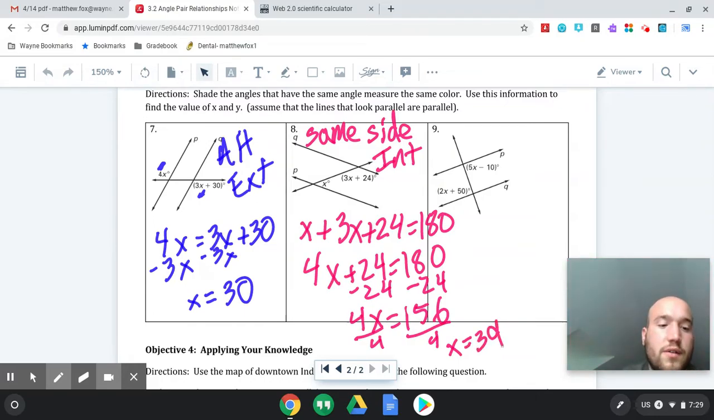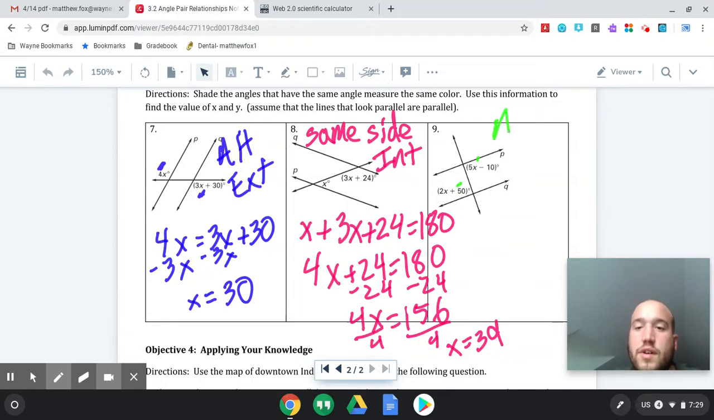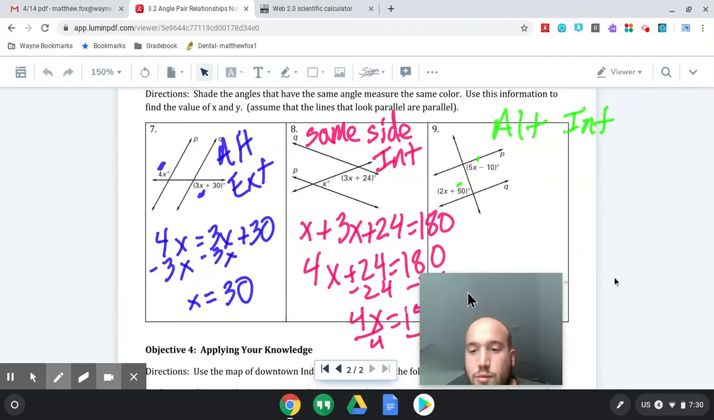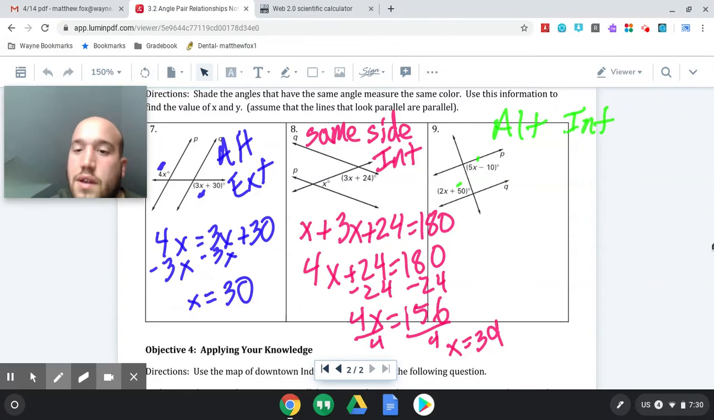Our final problem we're going to do here, I'll change color again. And these two angles are what we call alternate interior, which means that they are equal to each other. So first off, let me quick move this. Whoa. All right. Now that we got that taken care of, we said they're equal. 2x plus 50 equals 5x minus 10. Okay, at this point, we'll add 10 to both sides.